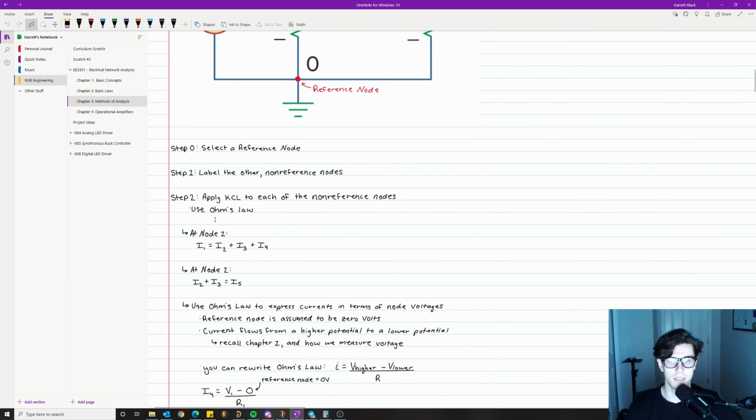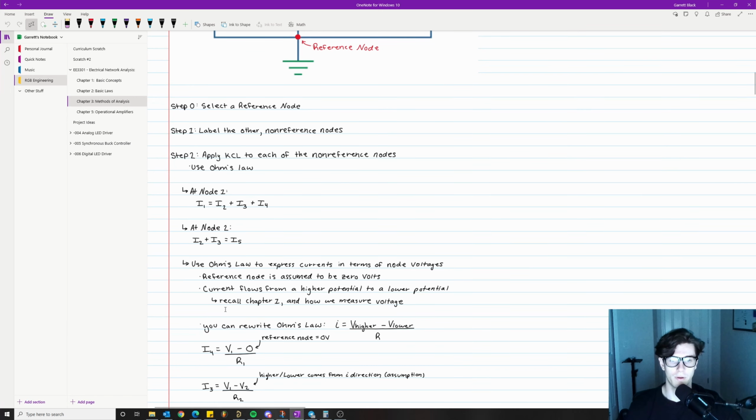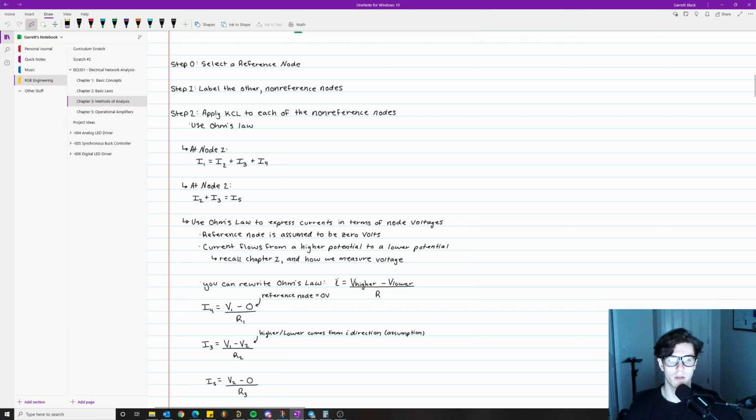Okay, so now we want to take these two equations and use Ohm's law to express currents in terms of node voltages. The reference node is assumed to be 0 volts. This is a really important piece of information: you can rewrite Ohm's law as I equals V higher minus V lower over R. Another way to understand this is that current flows from a point of higher potential to lower potential. A voltage drop across an element is a differential measurement, meaning we measure between 2 points. What we're assuming is that the current is flowing from the higher point to the lower point.